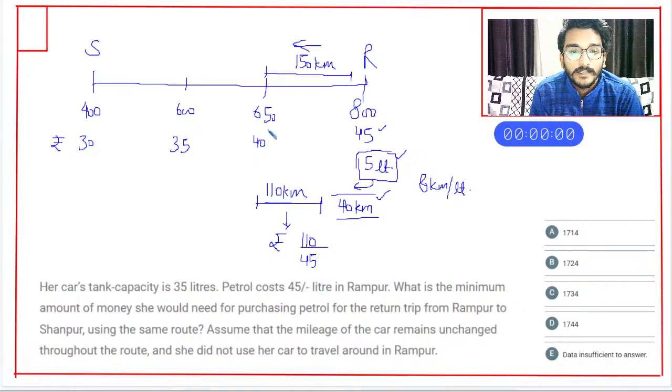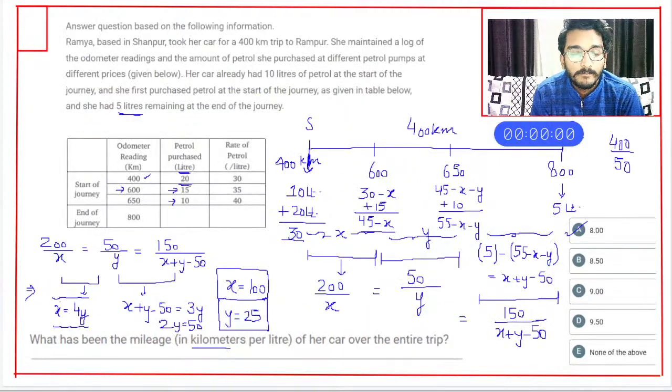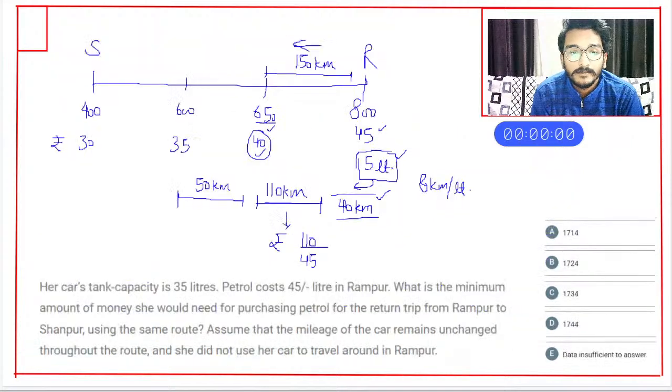So she will arrive here at 650. Now she has to cover how many kilometers? It is 50 kilometers. And she has to buy this at the rate of 40 rupees per liter.